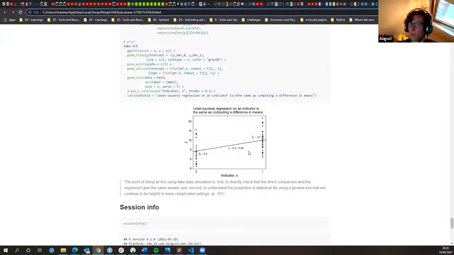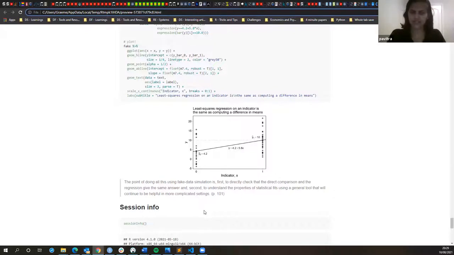Okay, I see. So is this true for anything, that the difference in means, the regression on an indicator, and the comparison of the two means should be equivalent? So what does this even mean in the large scheme of things? To express comparisons as regressions, we need the concept of an indicator variable.